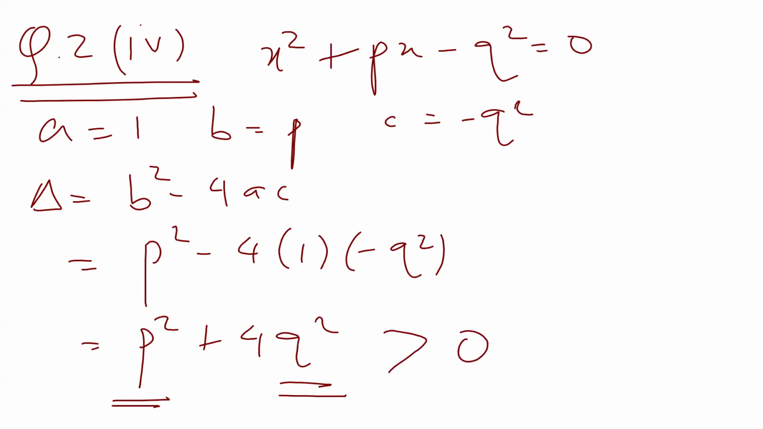This is one case. In this case, the roots are real and unequal, because P square and Q square can never be negative. But if P and Q are 0 at the same time, then the delta value will be 0. In that case, delta will be equal to 0. So roots are real and equal.